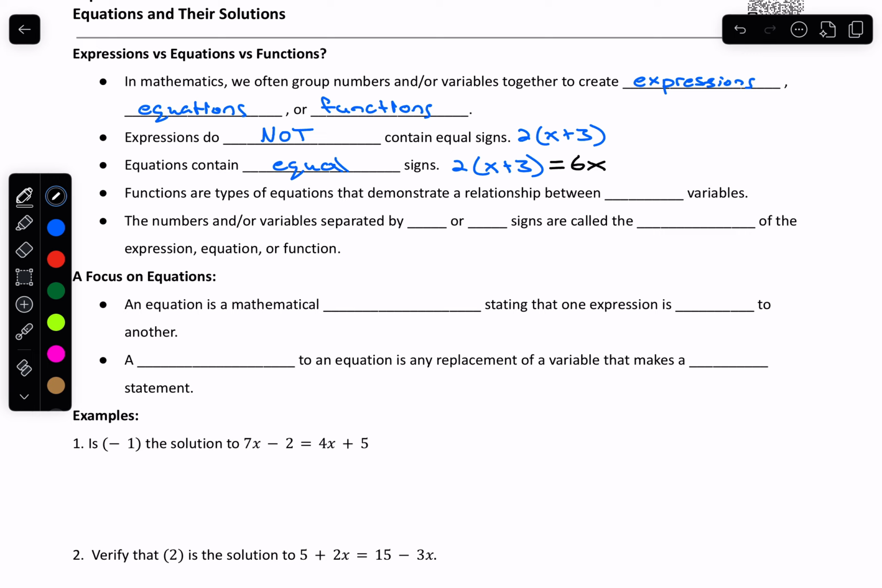Functions, on the other hand, are like equations. They are types of equations, but they demonstrate a relationship between two or more variables. I'm going to write 2 plus variables. I say 2 plus because even though for our purposes right now we're only going to have two variables, technically functions can take in any number of variables. Because if you think about real life, usually there's more than one variable in whatever situation we're describing, right?